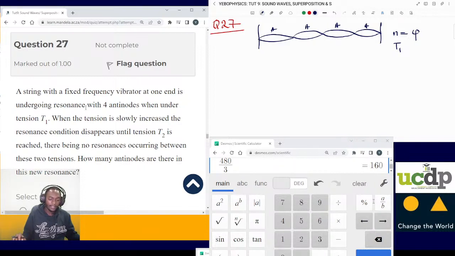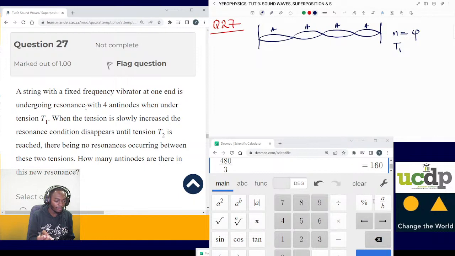It is to find the relationship between tension and the number of antinodes, to see what happens. Is it a linear relationship? Is it an inverse relationship?